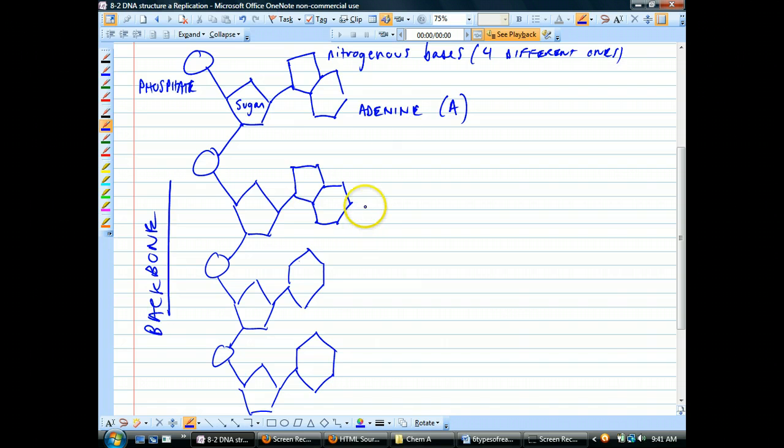Adenine, the next one is called guanine, and that has a symbol G. And then the next one is called cytosine. And you are going to need to know these names. And then thymine, which is T. AGCT or ATCG.